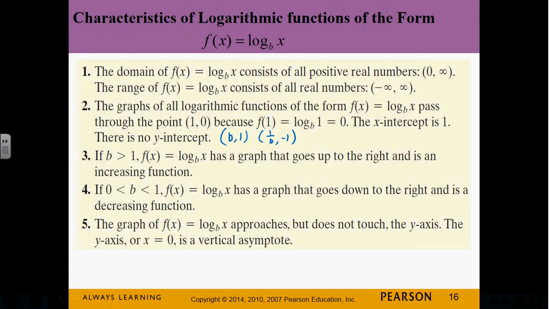Since the exponential, of which the log is the inverse, has a horizontal asymptote, the log is going to have a vertical asymptote at x equals 0. All right, so these are your basic characteristics of a log.